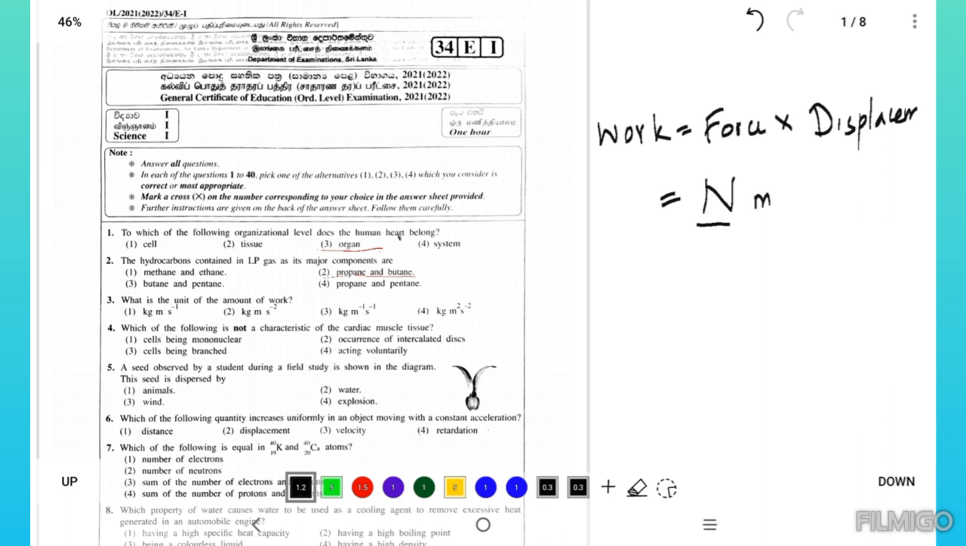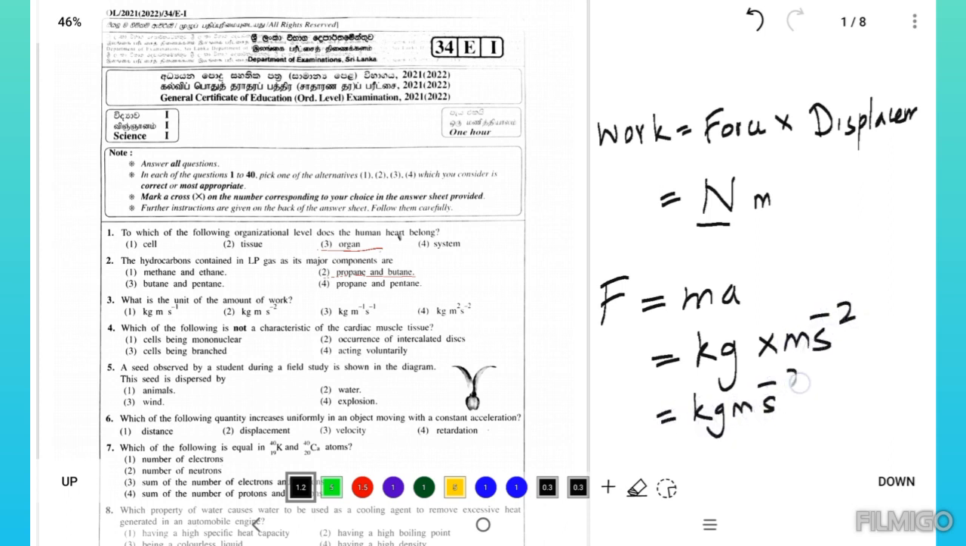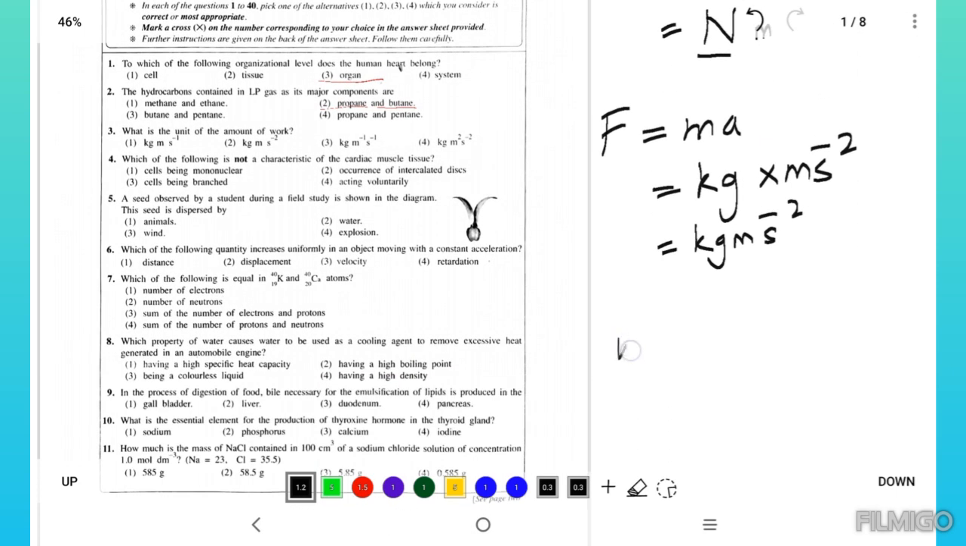What is the formula of force? According to Newton's second law, force is equal to the product of mass and acceleration, right? F equals ma. So mass is in kg, and acceleration is measured in m s^-2. So instead of newton, we can use kg m s^-2. Therefore, the unit of work is kg m s^-2 into m, that is kg m^2 s^-2.